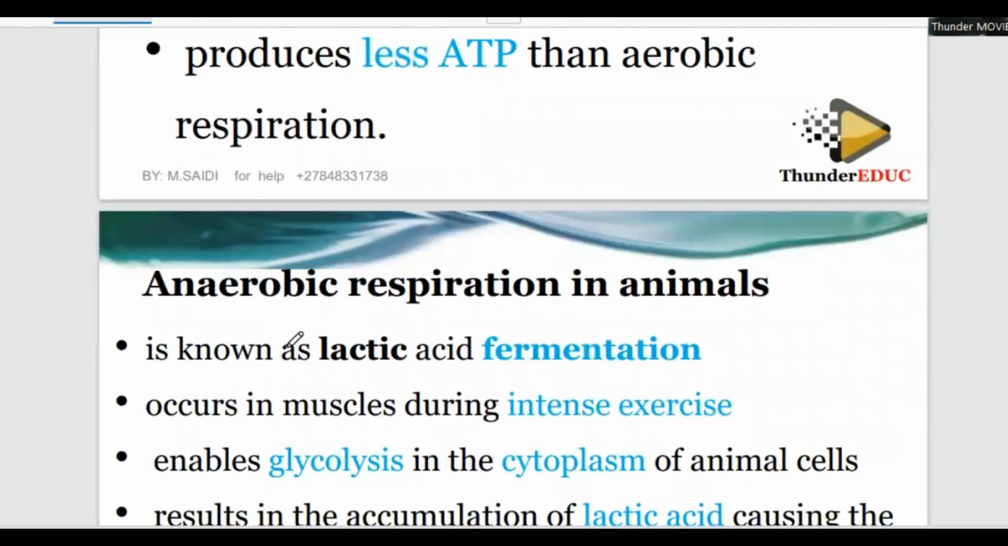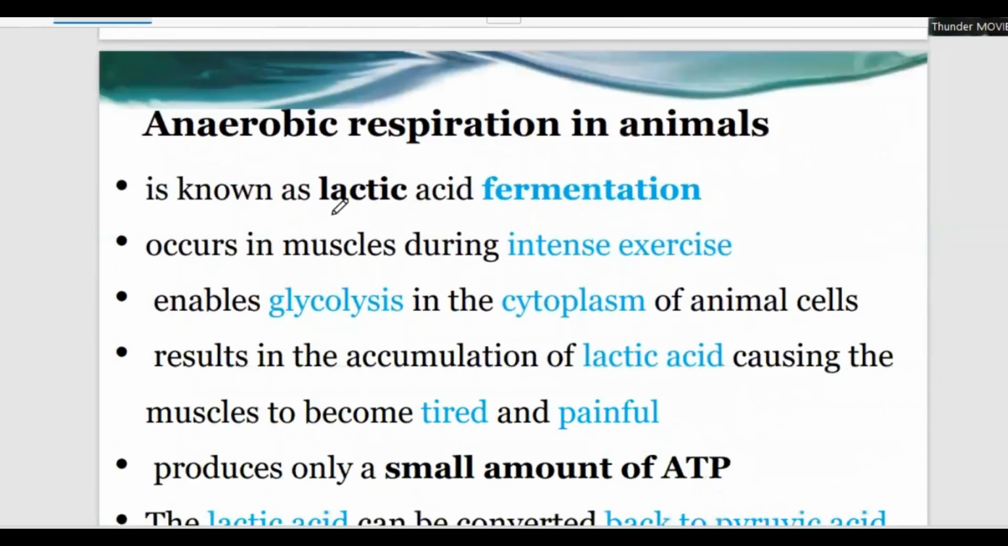We have anaerobic respiration in plants and anaerobic respiration in animals. Let's look at anaerobic respiration in animals. It is known as lactic acid fermentation, meaning that you produce lactic acid. If you run today and tomorrow you have painful muscles, it means that lactic acid has accumulated there. Your cells undergo anaerobic respiration, and then lactic acid is produced. It occurs in the muscle during intensive exercises.